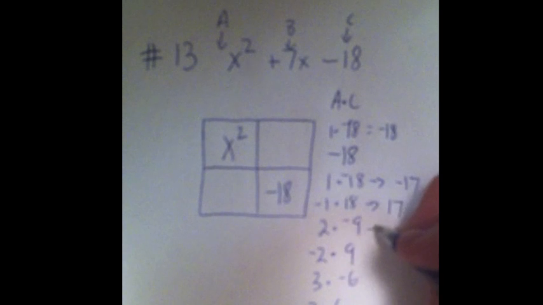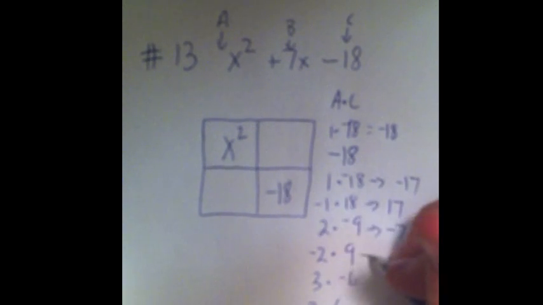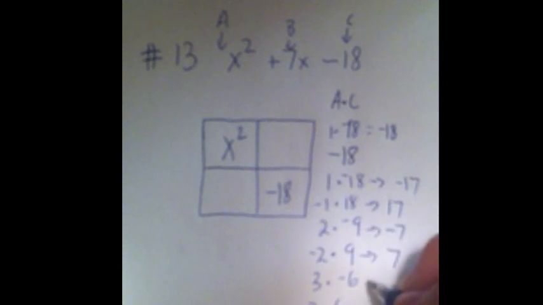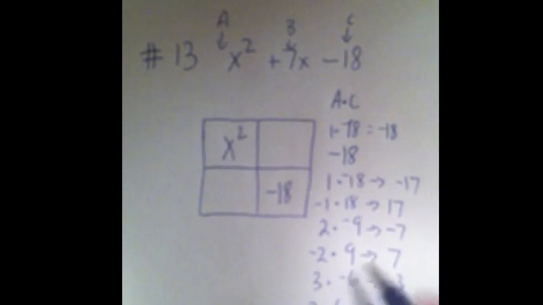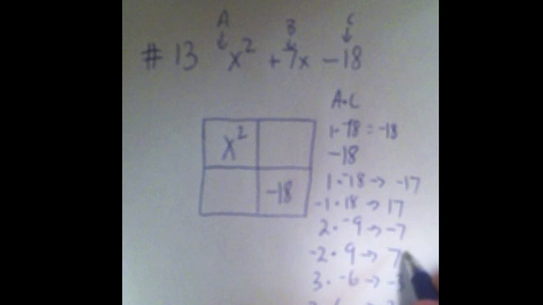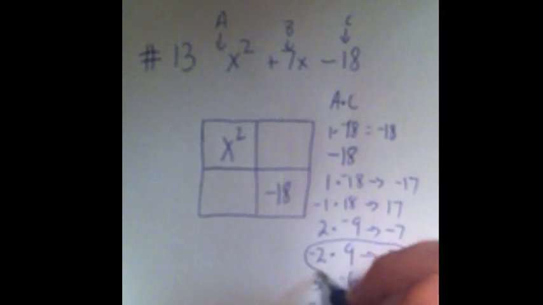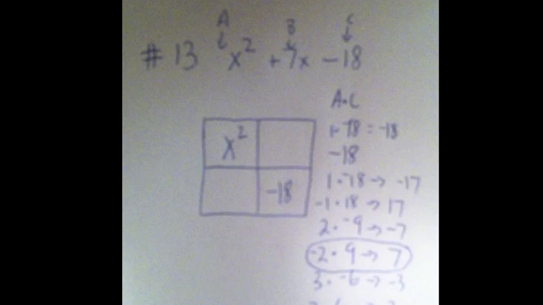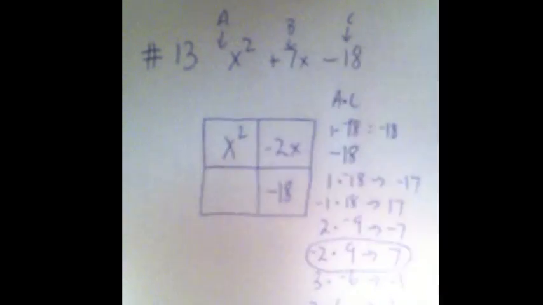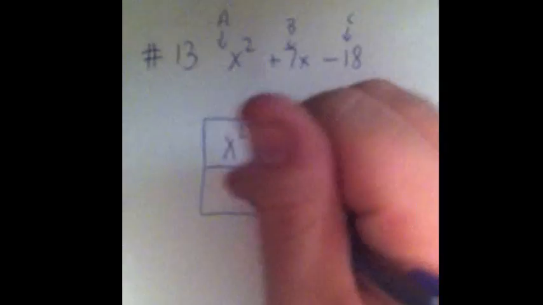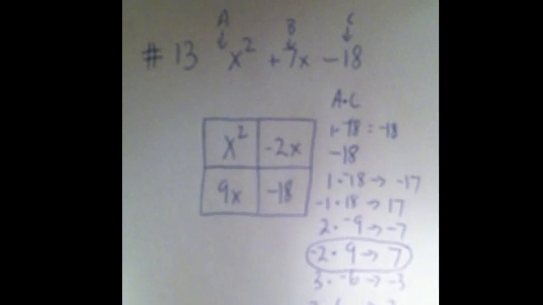Because 1 and negative 18 give you negative 17, negative 1 and 18 give you 17, 2 and negative 9 give you negative 7, negative 2 and 9 give you a positive 7, and that is our answer. So our factors are negative 2 and positive 9. So let's take those factors and plug them in with x's into the boxes. And once again, it doesn't matter where you put them as long as they are both in there. So we're going to have a negative 2x and a positive 9x.